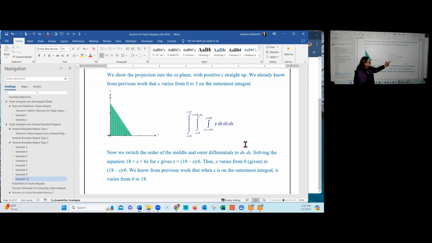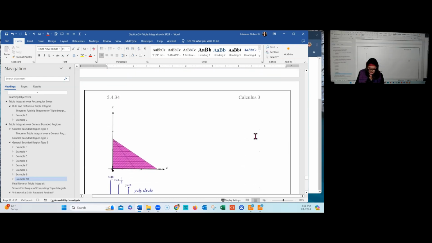If you want to switch the last two, then you need to switch your image so that x points up and z points to the right. And this is going to allow you to rewrite this equation, z equals 18 minus 6x, in terms of x equal to 18 minus z divided by 6. And then x will vary from 0 up to 18 minus z divided by 6. And then on the outside, we would have limits of integration for z, which would go from 0 to 18.